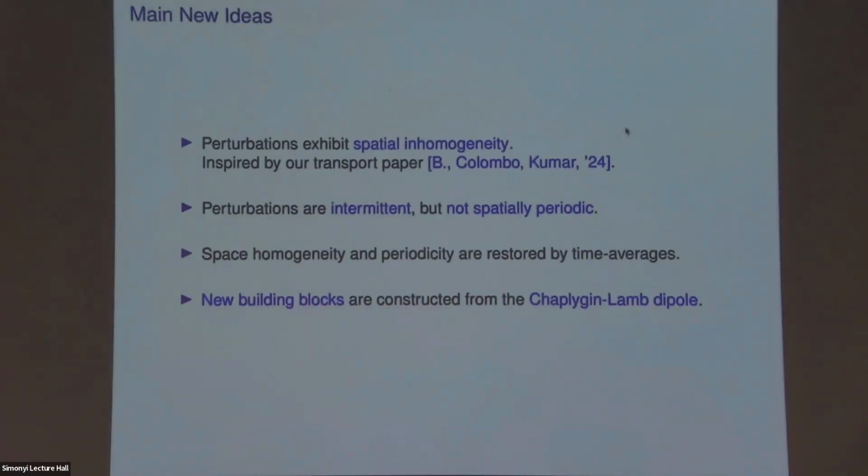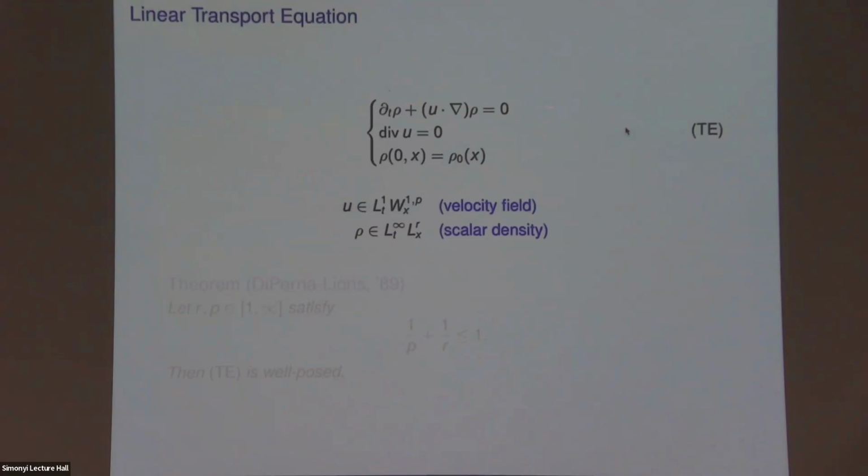I would like to explain a bit this first point about spatial inhomogeneity and connections with the transport problem. So here is the toy model I want to consider. This is just the passive transport equation. u is a velocity field, it is given, and it belongs to a Sobolev class, W^{1,p}. Rho is the density, so we fix the initial condition and we look for solutions in L^r.